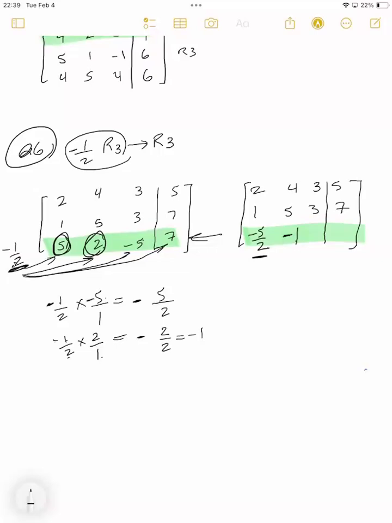-1/2 times -5. Negative times negative is positive. 1 times 5, 2 times 1. So we get positive 5/2. -1/2 times 7. Negative times positive is negative. 1 times 7 is 7. 2 times 1 is 2. We get -7 over 2. So that's it. That's all you had to do for this problem.